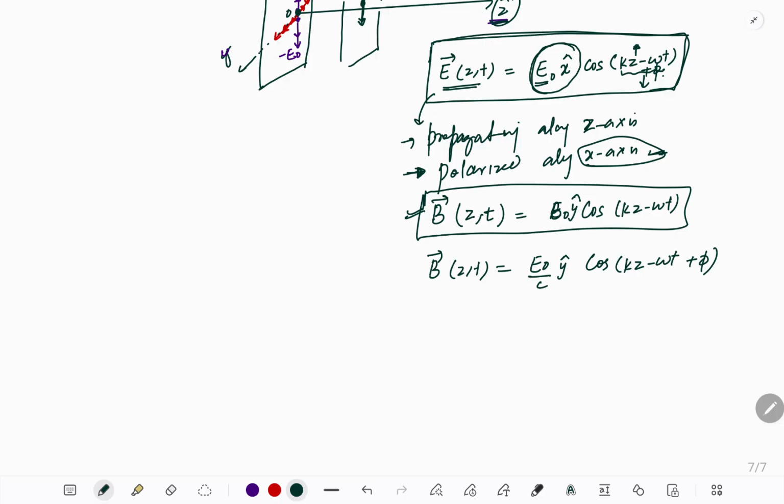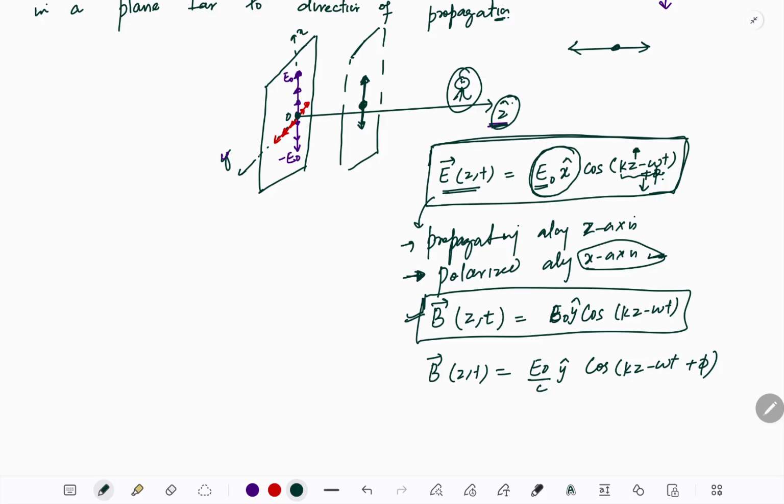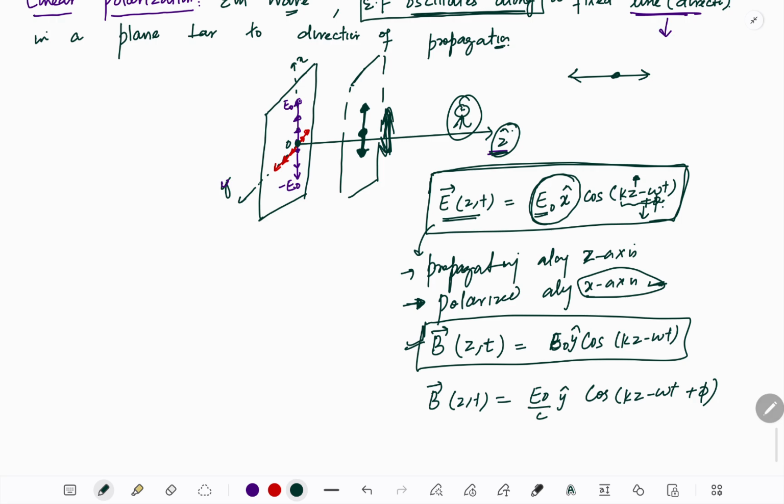Let me revise a very important point here. The tip of the electric field vector in the case of linear polarization traces a straight line over time. If you stand here and look at this point, you will see that the tip of the electric field is tracing a straight line, always along the x-axis, going up and down, going up and down. Polarization is always decided by the direction of the electric field, not by the magnetic field. If the magnetic field were along the x-axis, then the electric field would be along the y-axis, so the direction of polarization would be the y-axis, not the x-axis.